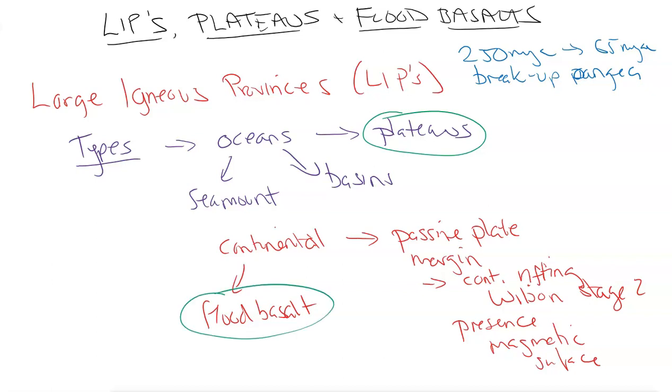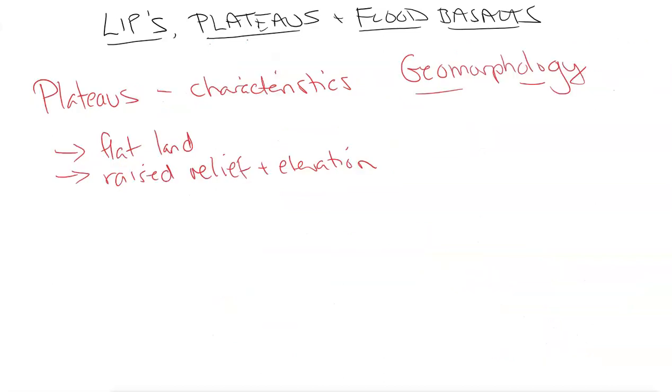Okay, so how are we going to link these in? So the LIPs, that's kind of like the umbrella term. Underneath that are going to be the plateaus and flood basalts. So we look at plateaus and their characteristics. This is in relation to geomorphology, volcanology, and plate tectonics. Looking at generally flat land, with raised relief and elevation, so it's higher ground, and pretty much it is formed through crustal shortening.